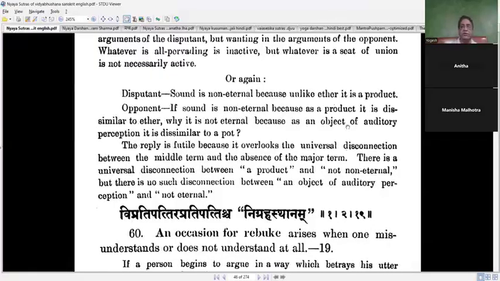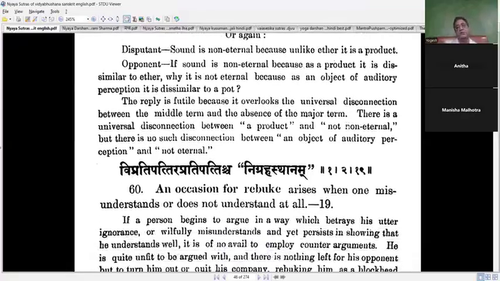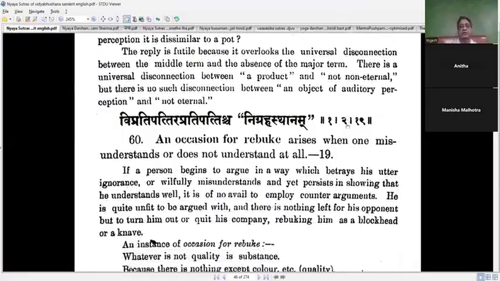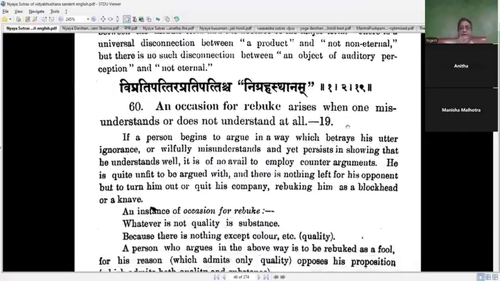So jati has 24 kinds of logical fallacies. There are 24 different kinds of logical fallacies. And then Nigraha Sthanam has, I think, 22 logical fallacies. So Nigraha Sthan is a place where I conclude something. The argument where I conclude something, right? That is the Nigraha Sthanam.